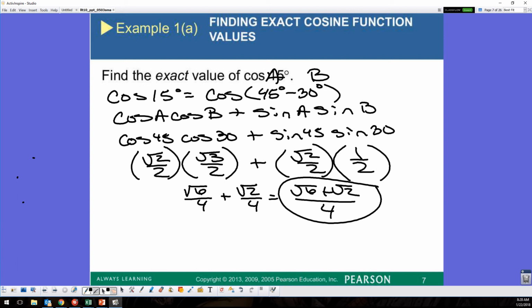Okay, now, serious question. Could I get 15 degrees by using something else? Could I have done 60 minus 45? Should it give me the exact same answer? Yes, it actually will. So you could use any of these combinations. So what if you were looking for another one, like a cosine of 1 or something?